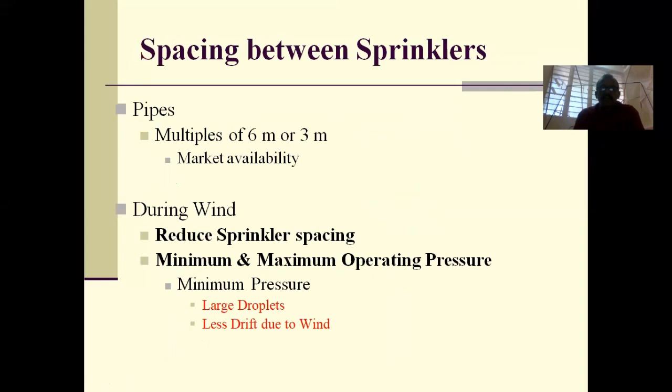During wind, the sprinkler spacing can be reduced in order to increase the uniformity. During wind, we should also operate the sprinklers near minimum optimal pressure. It should not be operated with the maximum operating pressure, because if you operate with the minimum pressure, water comes out as a larger jet and it will have larger droplets. Because of wind, the larger droplets will not get affected and will not be lost as drift.